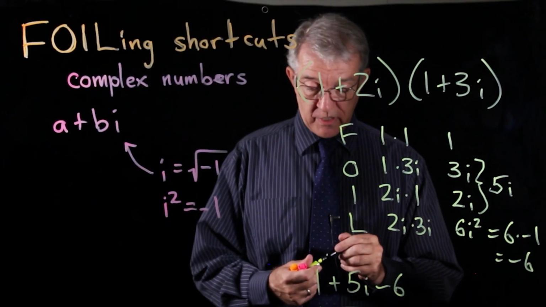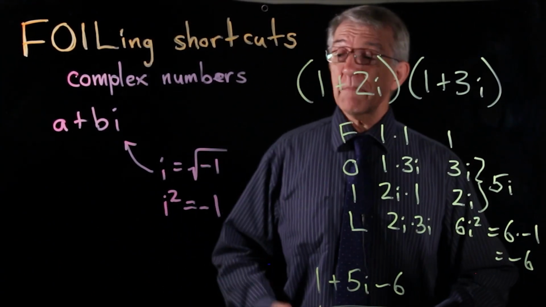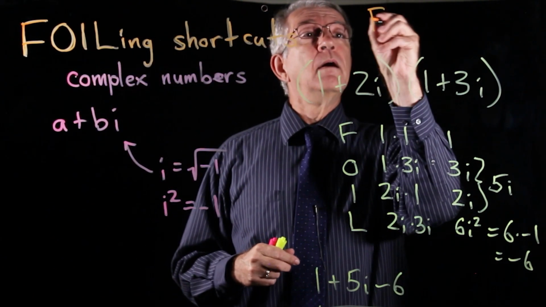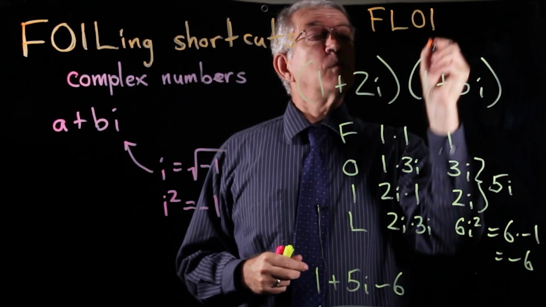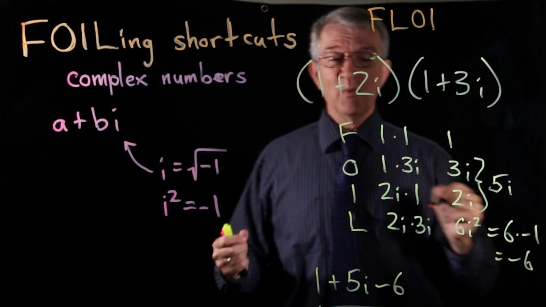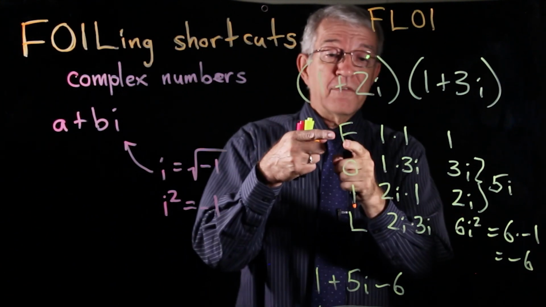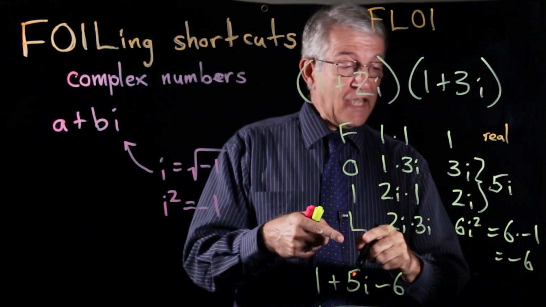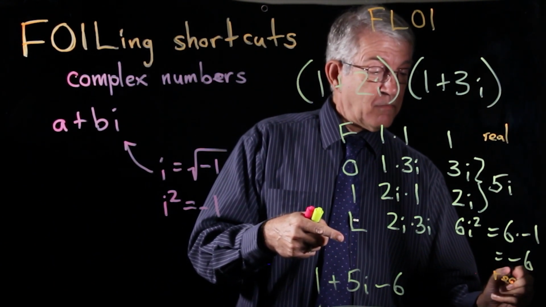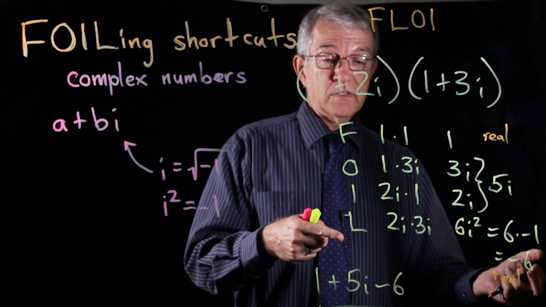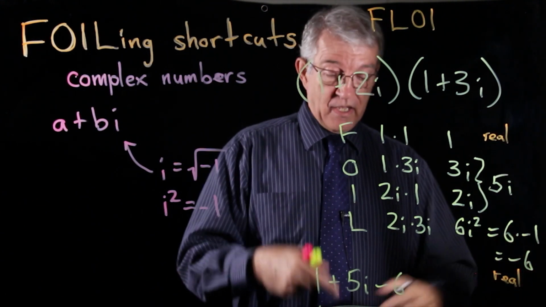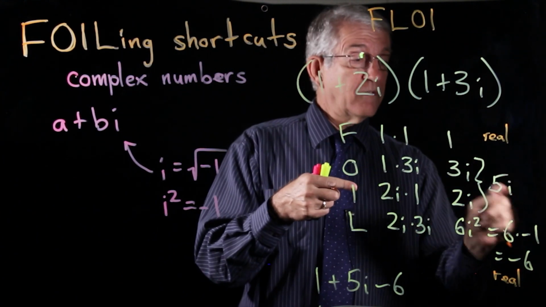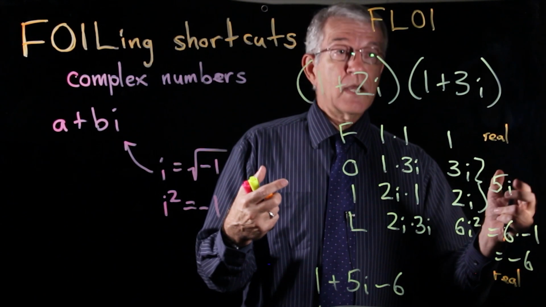Let me show you my shortcut. My shortcut, instead of FOILing, I'm going to FLOI. We don't FOIL, we FLOI. And the idea is the first part gives us a real number. The last part gives us a real number. And we need to combine those. So do those together, and then you can write them down together. And then the outside and the inside, they both give imaginary parts, and we can combine those.